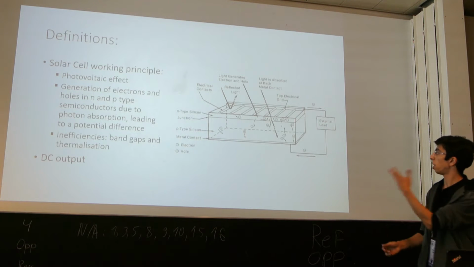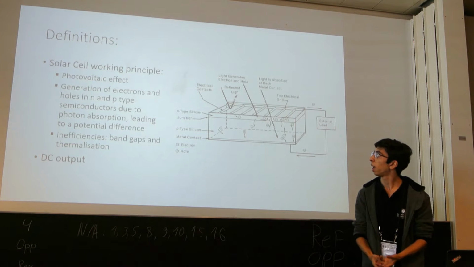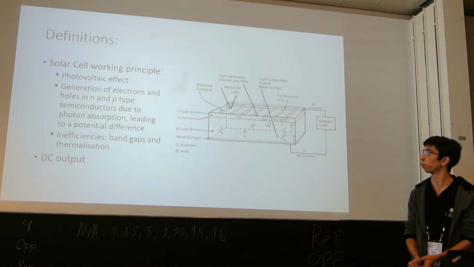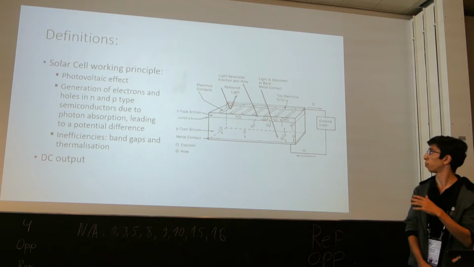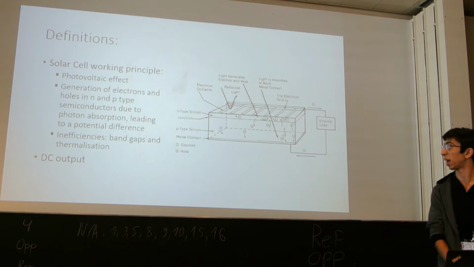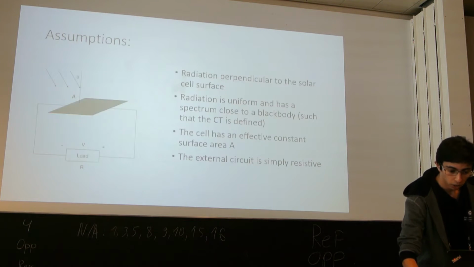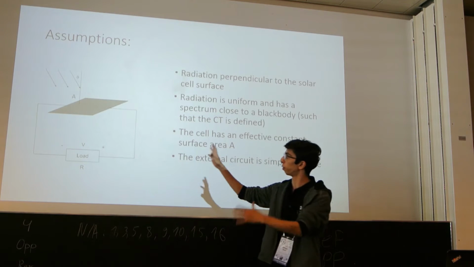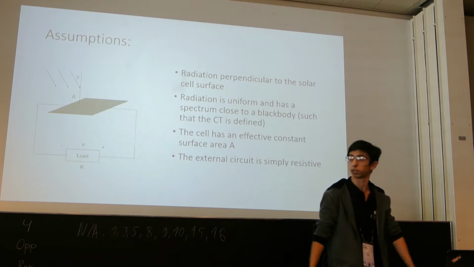So moving on, how does a solar cell work? Basically what we've got is the photovoltaic effect and the generation of electron and hole pairs in N and P type materials due to photon absorption, which leads to a potential difference. One of the important properties of such setups are obviously the inefficiencies caused by the band gaps and thermalization losses. Our setup is essentially just a very simple setup. We've just got a solar cell with some incident radiation connected to some very basic resistive load.